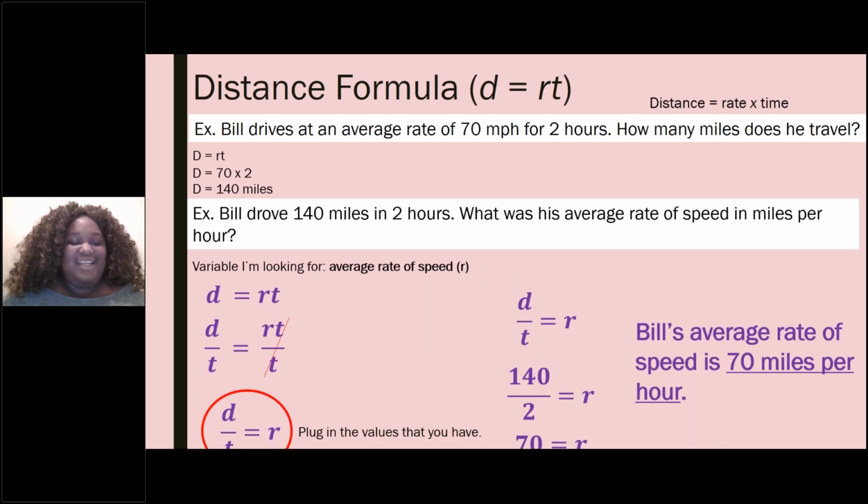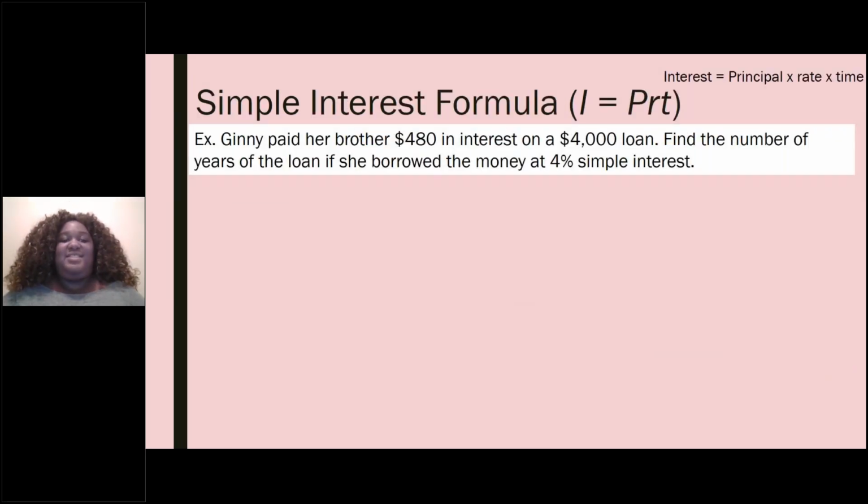Okay, let's look at another one. This one uses the simple interest formula. So I, or interest, equals PRT, which is the principal times the rate times the time. So this example is: Jenny paid her brother $480 in interest on a $4,000 loan. Find the number of years of the loan if she borrowed the money at 4% simple interest.